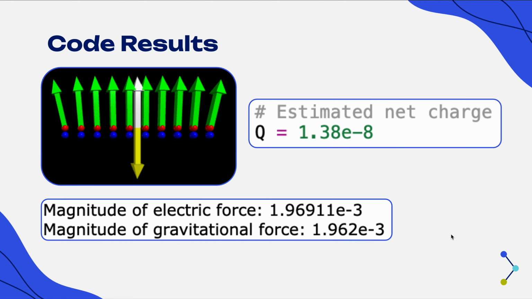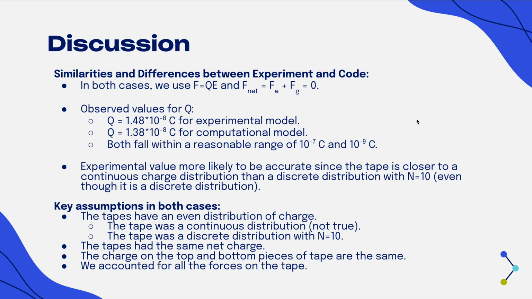So these are the results. As you can see, we have all the bottom tapes here and all the top tapes here, and these are all the forces exerted on the top tapes. The net forces are represented by the white and yellow arrows. As you can see, they cancel out right here. And from this, we found that the net charge on each tape was 1.38 times 10 to the negative 8 coulombs, which is also very close to what we expected.